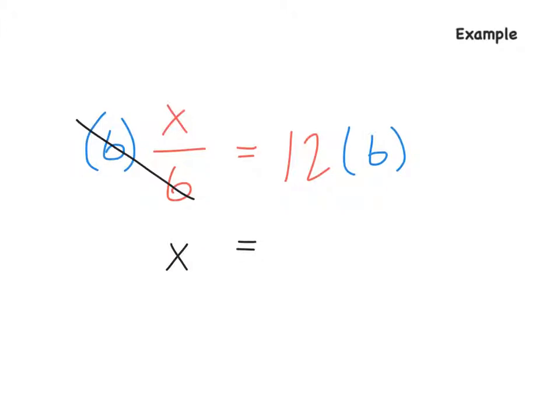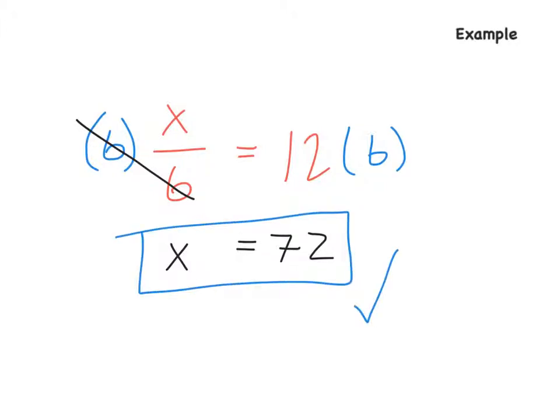Now on the right, what is 12 times 6? 12 times 6 is 72. So if we want to double check our answer, plug 72 in for x. What is 72 divided by 6? That is 12. So thus, x is equal to 72 is our final answer.